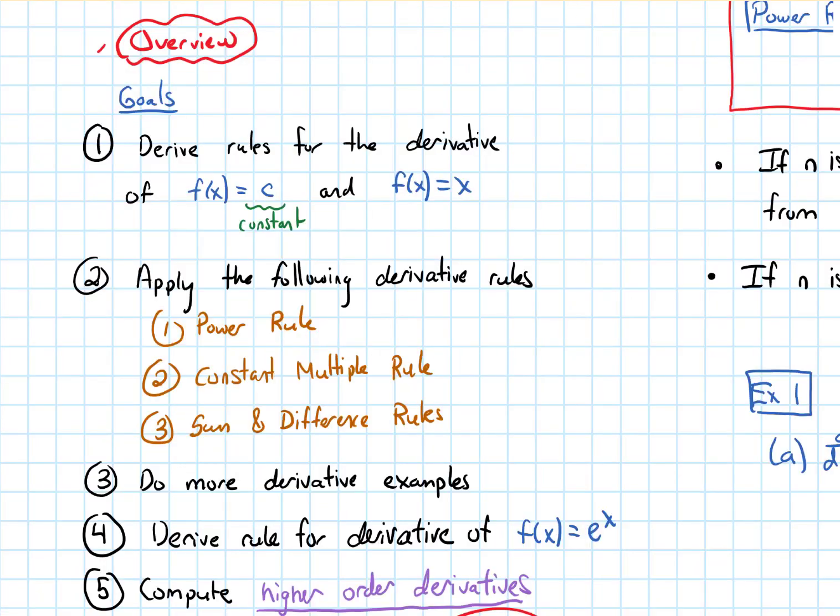In terms of our goals, we finished our first goal, which was to get a formula for the derivative of a constant function and the function f of x equals x. So notice that now when we have to take the derivative of functions like this, we don't need to use the definition of a derivative involving limits. We'll be able to just use our formulas. Over the course of the next several videos, we're going to continue to develop more shortcuts like this.